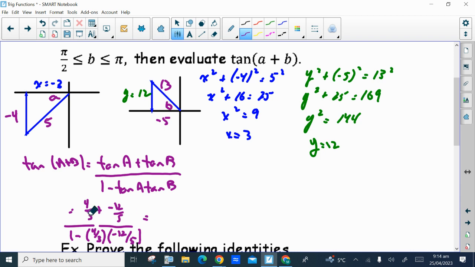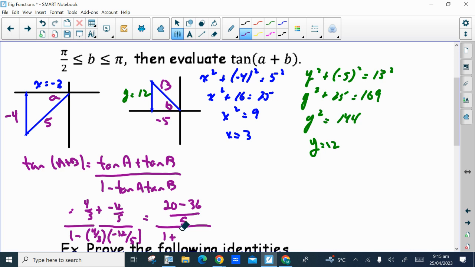So to add those two fractions together on top, we need a common denominator of 15. Multiply these both by 5. You'll get 20 minus, multiply both of these by 3. You'll get 36 all over 5. And that's all over 1. And it's going to become plus because it's a negative times a negative.